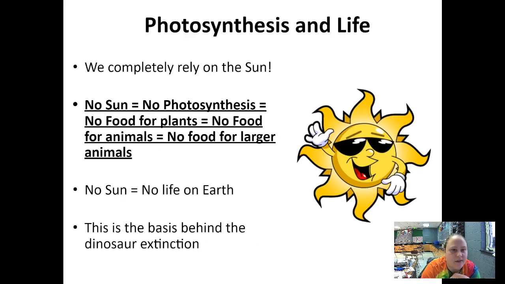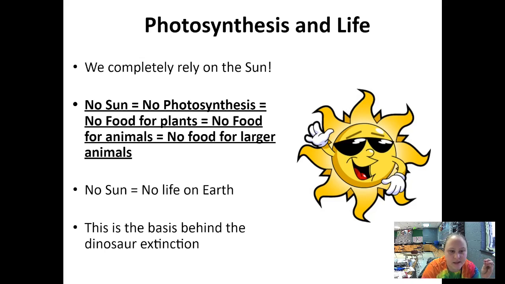Photosynthesis life, we completely rely on the sun. If there's no sun, there's no photosynthesis, no food for plants, so no food for animals if the plants die, and no food for larger animals such as us if plants and everything dies, because we can't create food. The animals that eat plants, like cows, would all die, so we wouldn't have hamburger and steak and all that stuff, or beef. So they would die, and then eventually we would die out. So no sun equals no life on Earth.